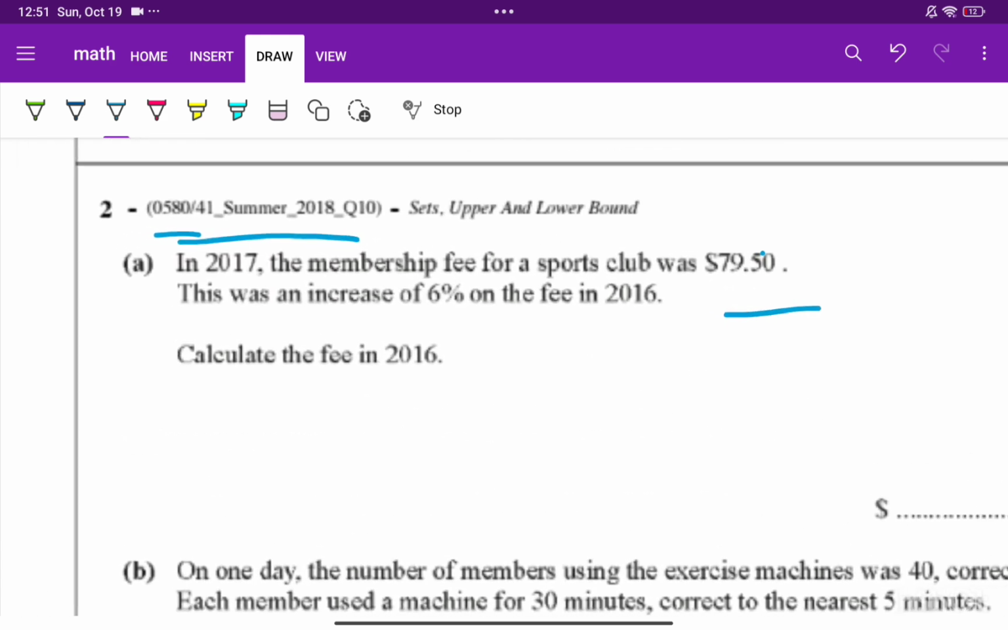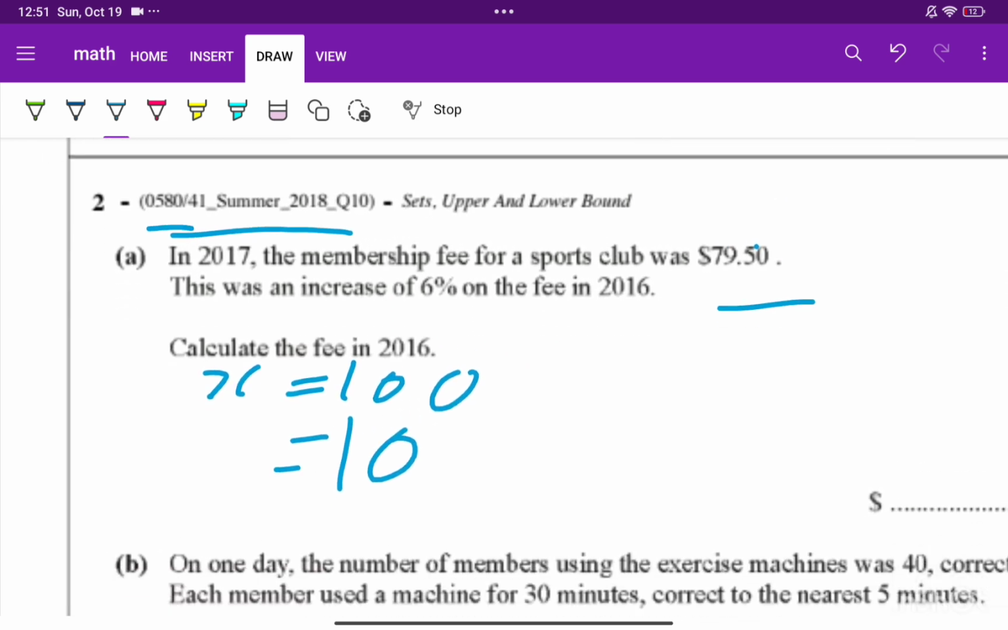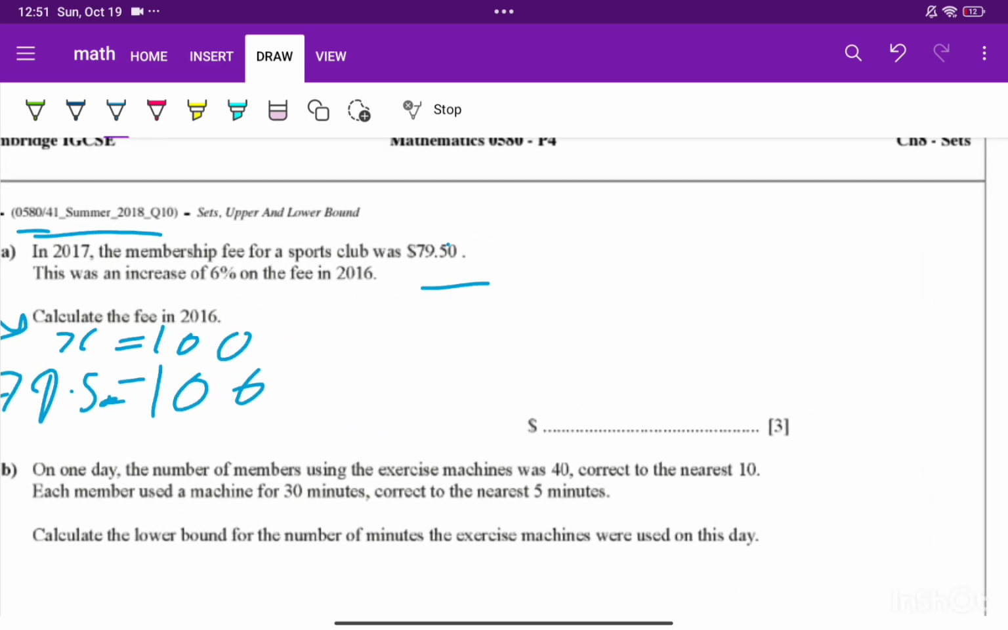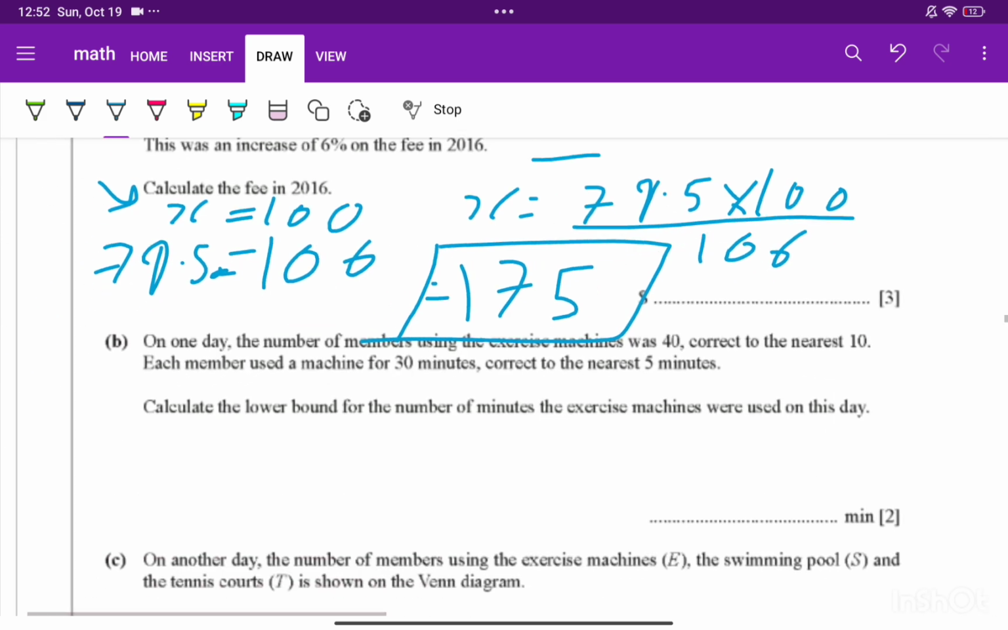Okay, so for example, X was the fees in 2016, and there was a 106% increase in X fees, which was equal to 79.50. So we will cross multiply this, and X will be 79.5 multiplied by 100 divided by 106. So our answer will be, let's do this in calculator, 75. Okay, next question.